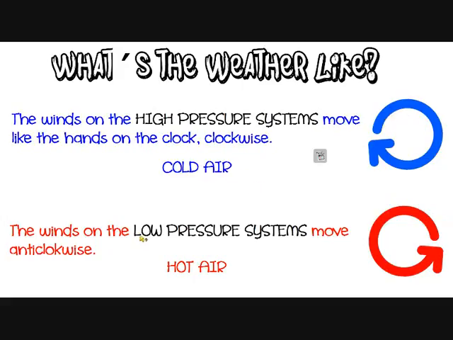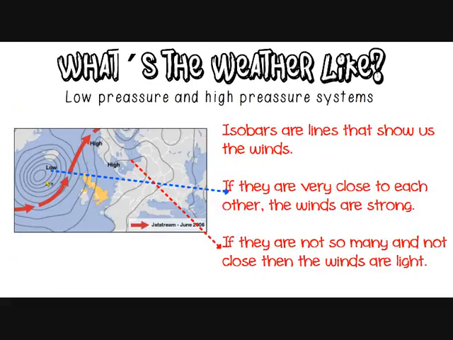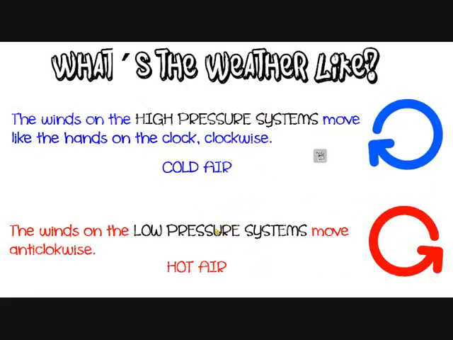And the winds on the low pressure system move anti-clockwise, from left to right, because it's hot air. Hot air goes up because it's very light, and it goes always from left to right. And cold air is very heavy and goes down and moves clockwise. Okay, good.